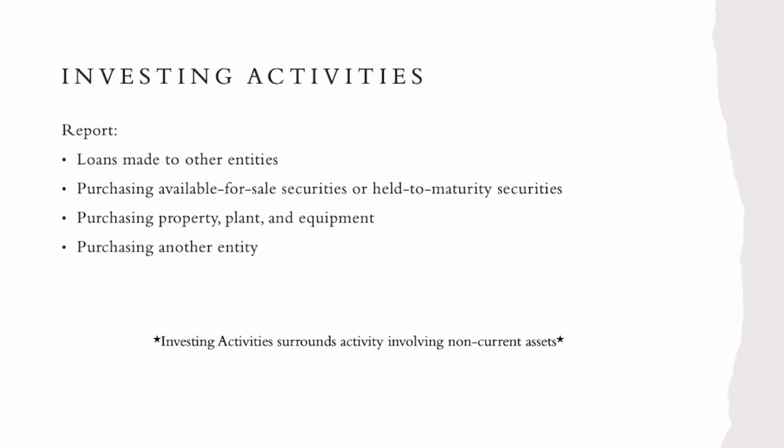Now remember, the investing and financing activities would be the same for both the direct method and the indirect method. So let's take a look exactly what's included within the investing activities for both. You'd want to report the loans made to any other entities, any purchases of available for sale securities or held to maturity securities, any purchasing of property, plant, and equipment, and if you purchased another entity. Now just keep in mind investing activities surround activity involving non-current assets.